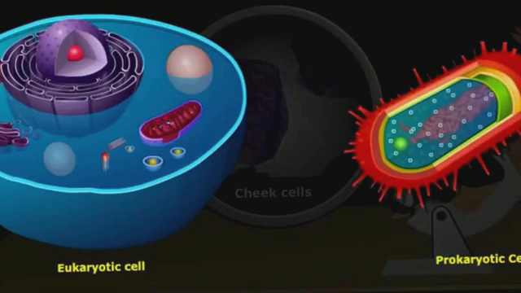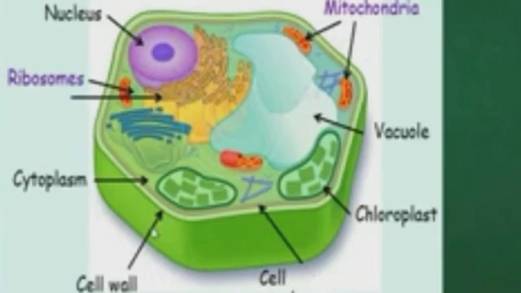Next, another part is the cytoplasm. Cytoplasm is a jelly-like structure which is enclosed by the cell membrane. It contains many cell organelles. The cytoplasm contains many cell organelles.